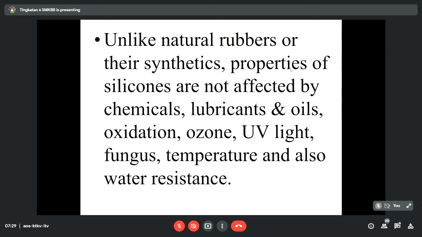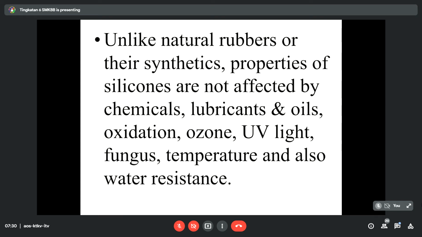Now, comparatively, the properties of silicones are not affected by chemicals, lubricants and oils, not affected by oxidation, not affected by ozone, not affected by UV light, no need to worry about fungus, not affected by temperature, high or low has no effect, and also it is water resistant all the time. That means all these properties are not affected in silicone compared to natural rubber or synthetic rubber.